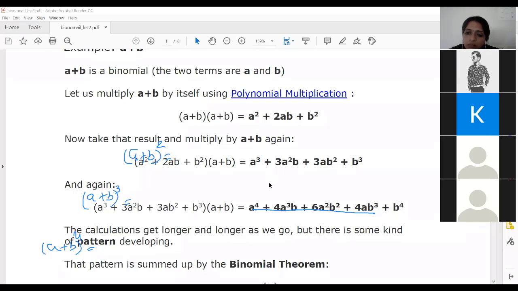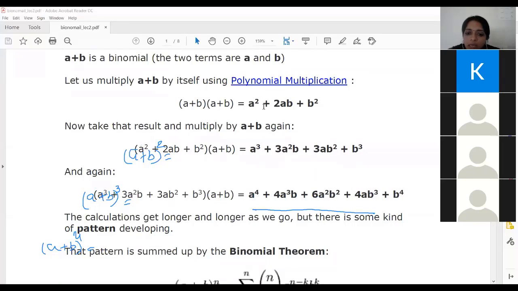But if I want to write this formula for higher powers, a plus b whole raised to 5, raised to 6, raised to 7, then what kind of pattern is going on here? Pascal's triangle, perfect. Pascal's triangle.